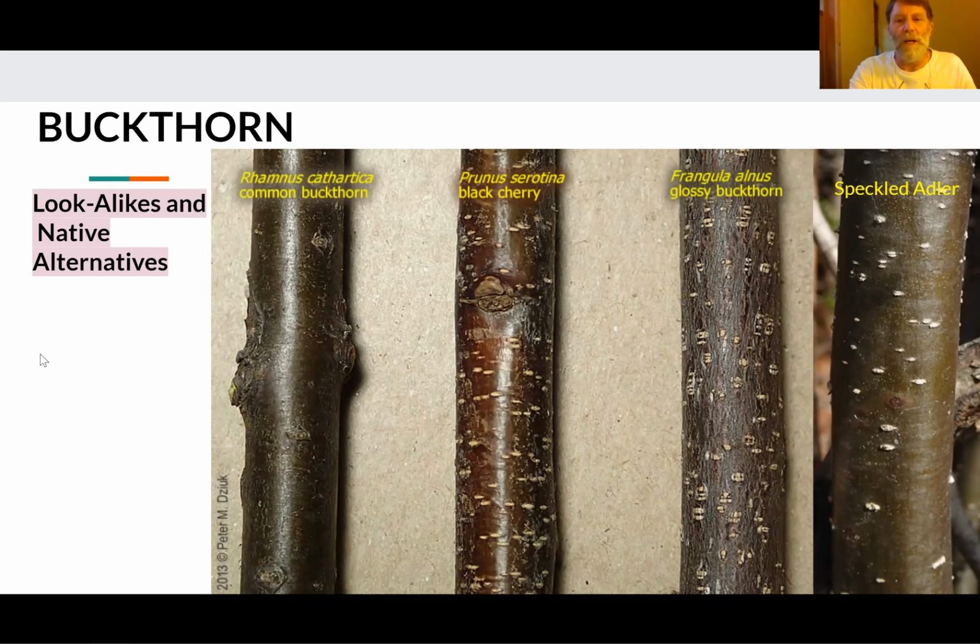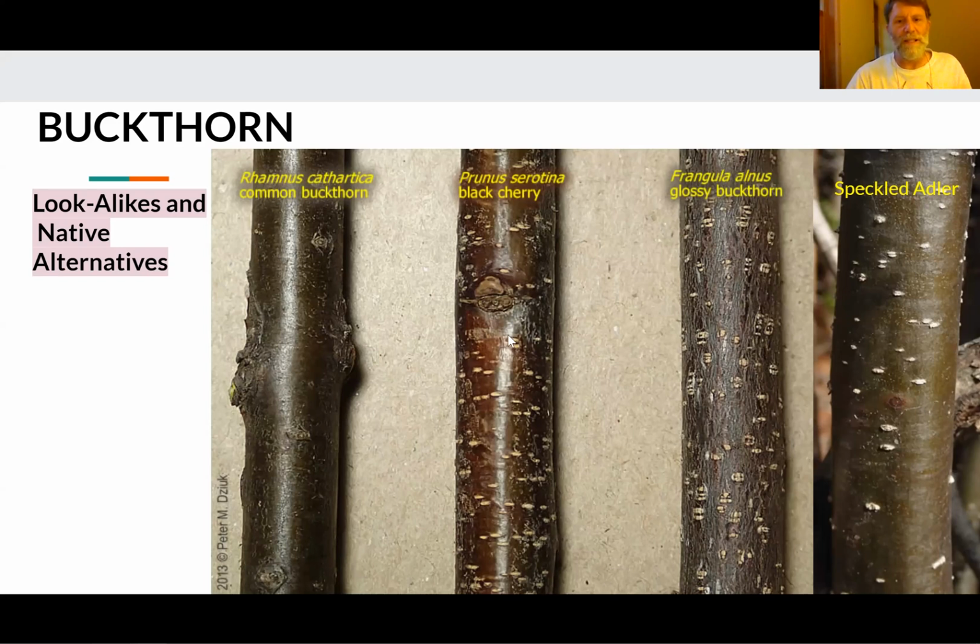And a lot of cherries and birches and this speckled alder, the lenticels sort of look like maybe Morse code. There's long dashes and there's a few dots and that sort of thing, whereas glossy buckthorn sort of looks like Braille. It's little dots and dashes all put together in a clump. And I found that to be pretty helpful. It's pretty easy to tell them apart when you think of it that way.